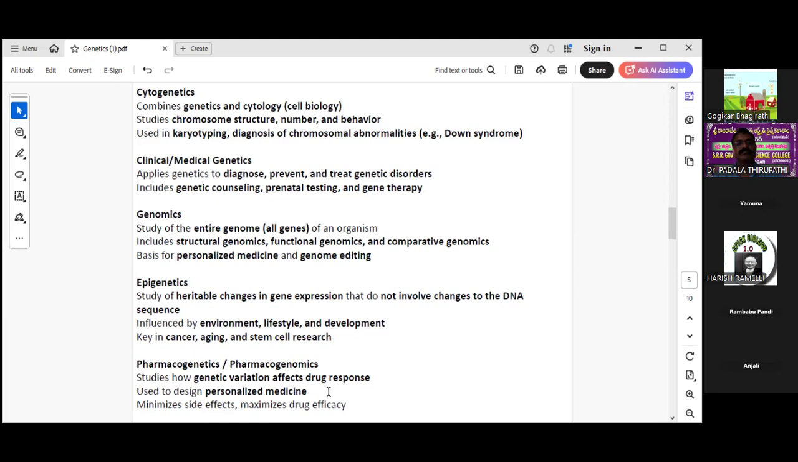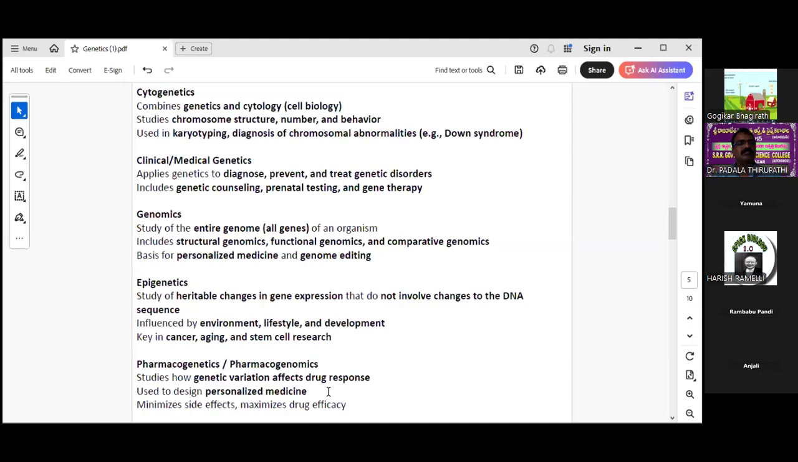So nowadays we are using the word genomics. It is a buzzword in modern biotechnology. Study of the entire genome, all genes of an organism, includes structural genomics, functional genomics, and comparative genomics. So it is the basis for personalized medicine and genomic editing also.